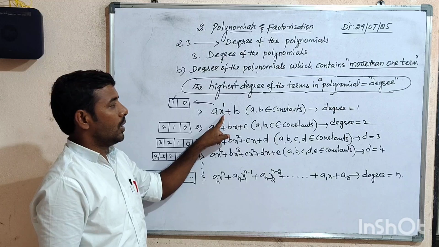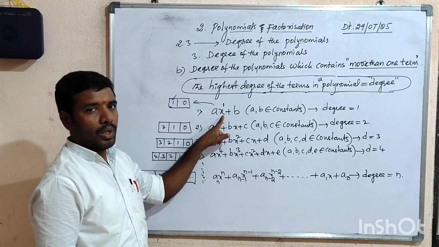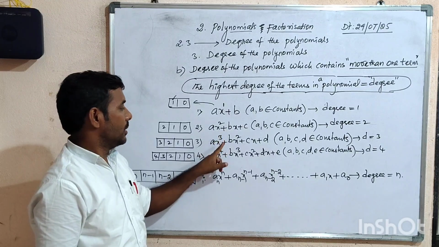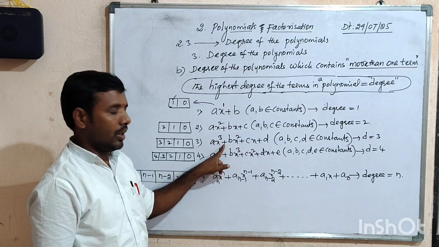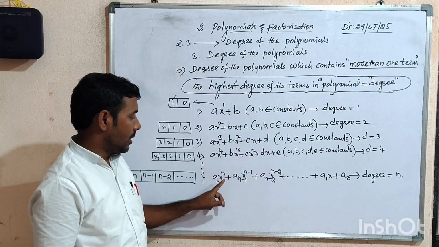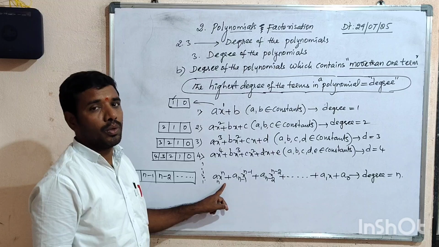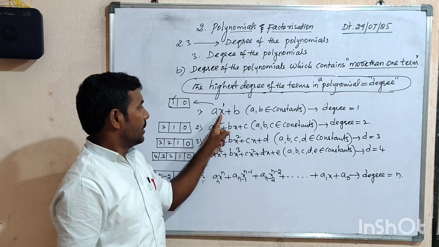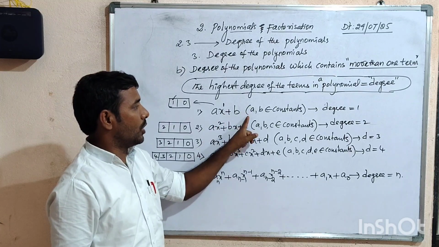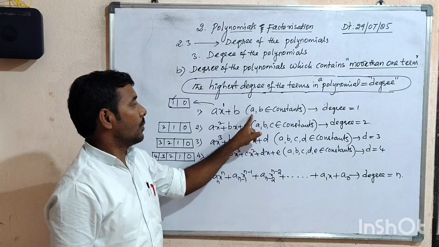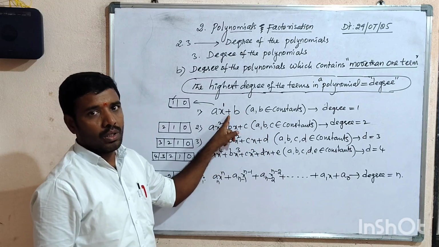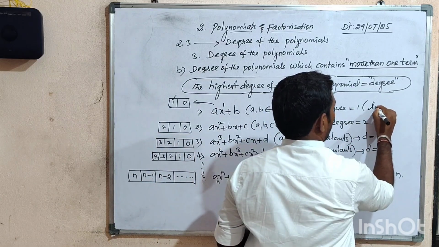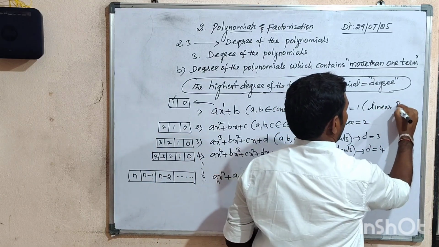Students, pay attention. This is 1st degree of the polynomial. This is 2nd degree of the polynomial. This is 3rd degree of the polynomial. 4th degree of the polynomial. This one, nth degree of the polynomial. Okay. Right. Once again, this is called 1st degree of the polynomial. So 1st degree polynomials are called linear polynomials. Recently we discussed, so its name is linear polynomial.